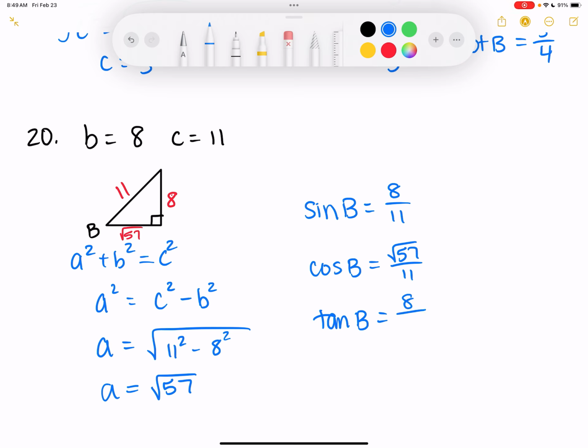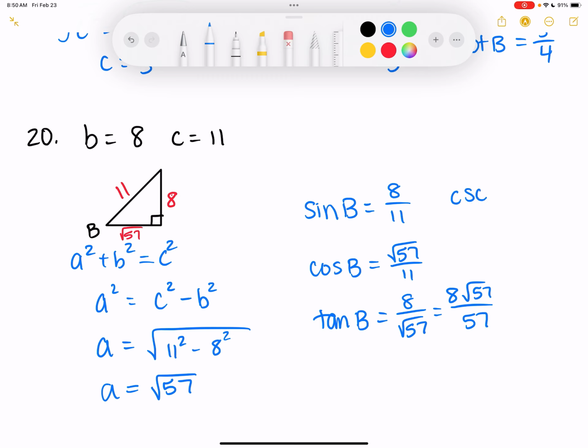And then how do I rationalize that? I can't have a radical on the bottom. You have to multiply top and bottom by the square root of 57. So it's going to be 8 root 57 over 57. Leave a lot of room.